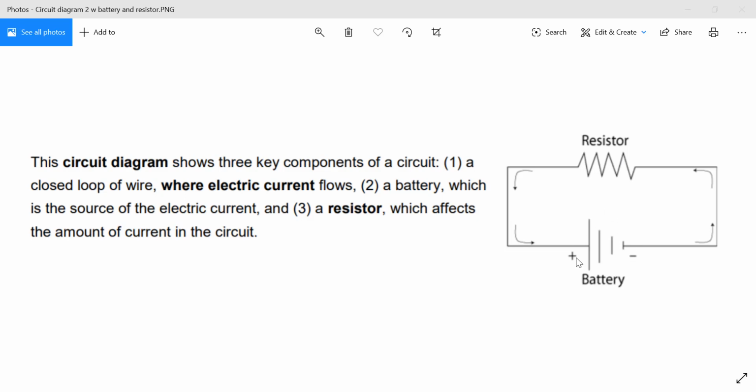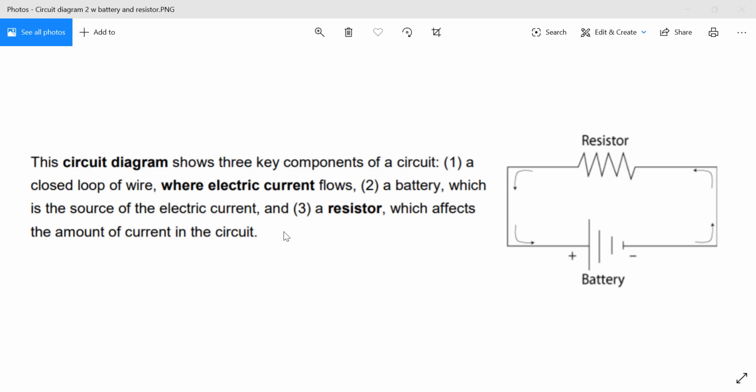So here's the battery. We got the plus side and the minus side. You'll notice that the lines decrease in size. The direction of the arrows kind of tells us that that's the negative side, so the direction of current is going this way.